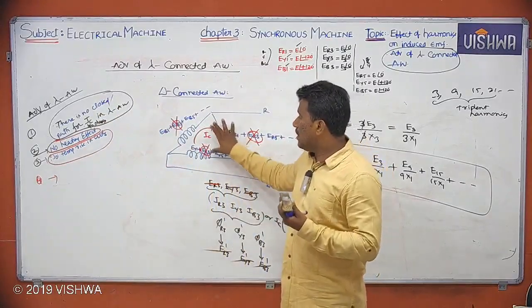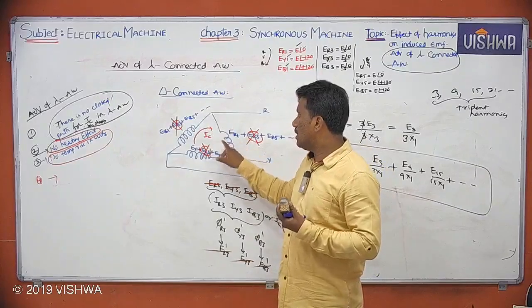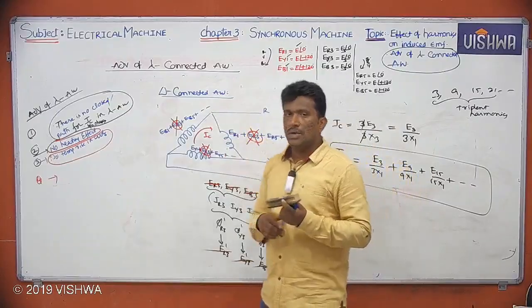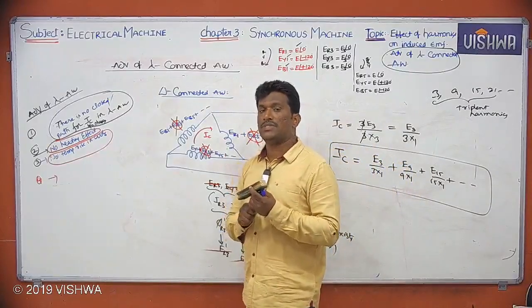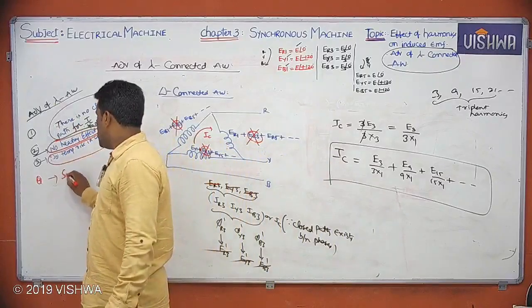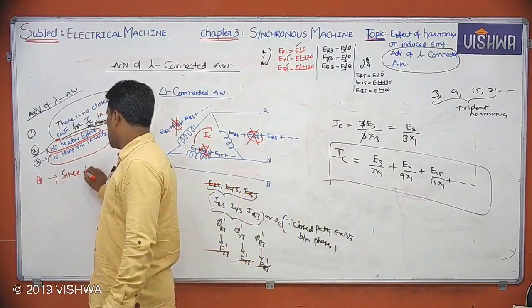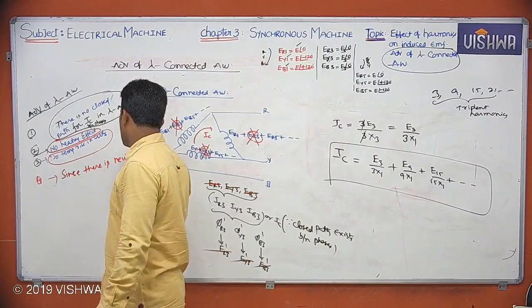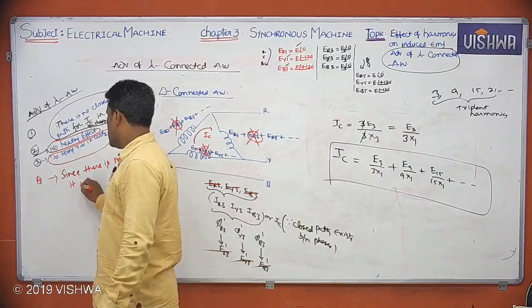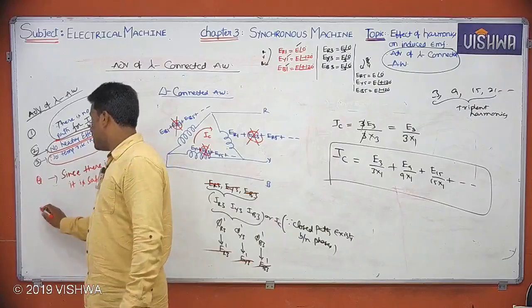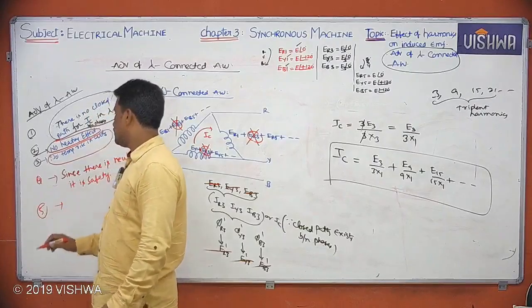Since in a delta winding, there is no neutral, right? In star, neutral we can provide. Therefore, safety will be there. So in this advantage of star connected armature winding, since there is neutral, it is safety. And in addition to these points, I can give a fifth point also. What is the fifth point, please?